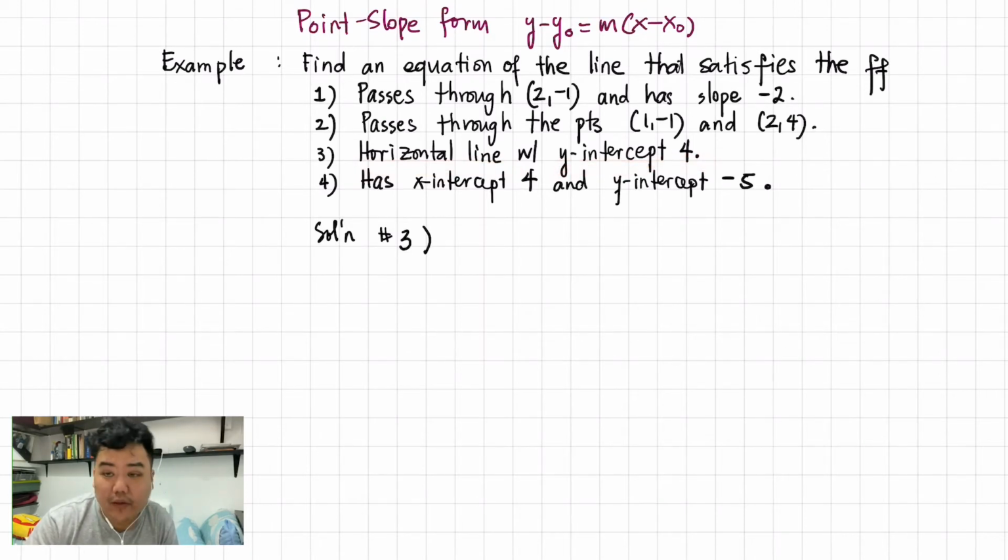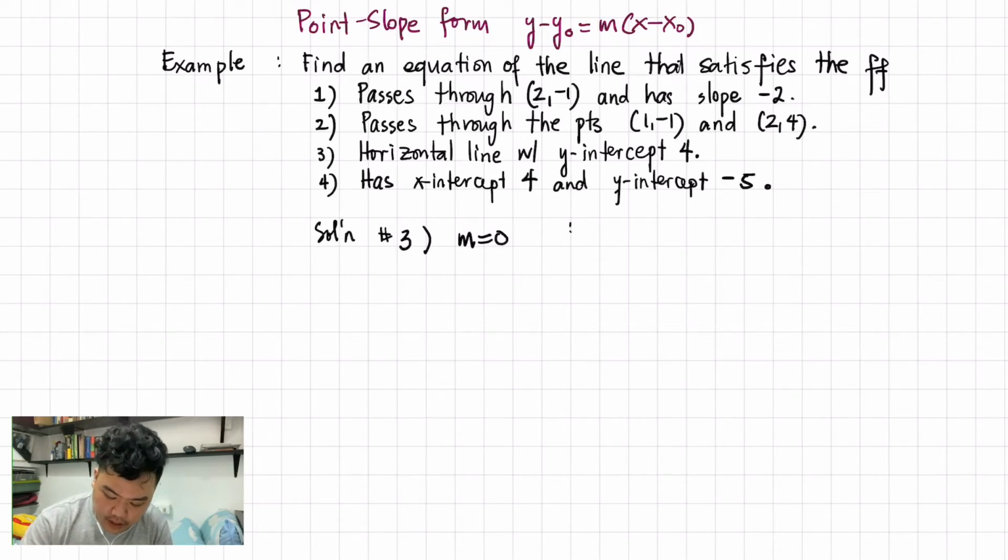So, according to our previous video, a horizontal line has slope 0. So, we already have the slope. So, the only problem here is what is our point, x naught, y naught? Now, what do we mean by y-intercept? So, the y-intercept is the point of intersection of the graph and the y-axis.